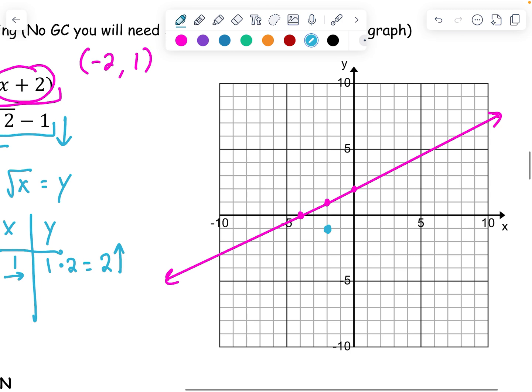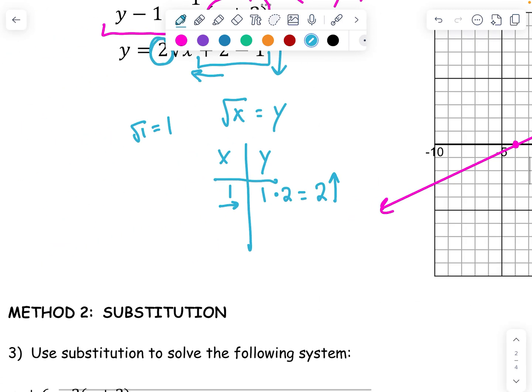So we'll go to the right 1 and we'll go up 2. That puts us at a point right here. The next easiest value we need to plug into this thing is 4. The reason we pick 4 is because the square root of 4 also gives us a nice number. It gives us out 2.